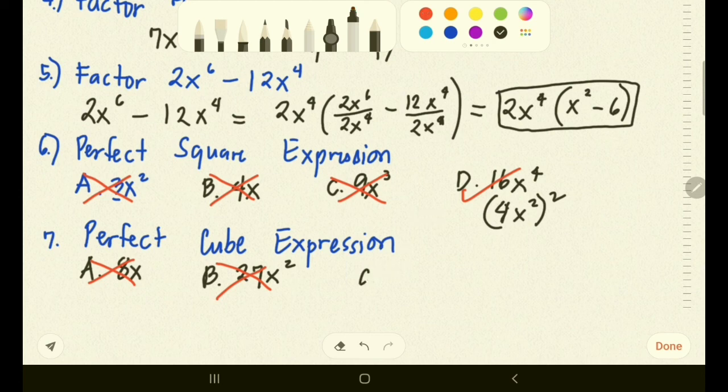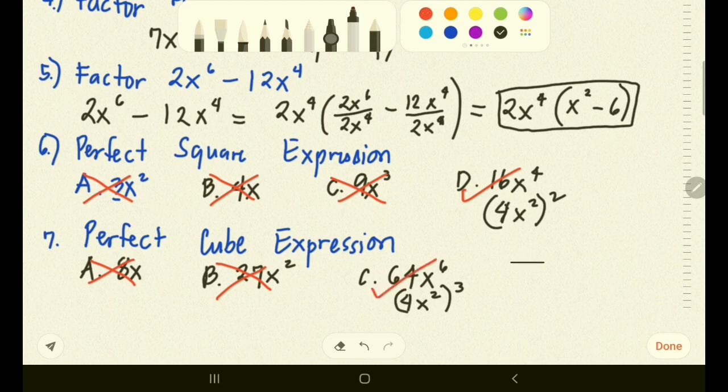Okay, letter C. You have here 64x to the power of 6. Let us express this into a perfect cube expression. This is 4x squared, quantity cubed. So very clearly, 64x to the power of 6 is a perfect cube. So C is a perfect cube expression.